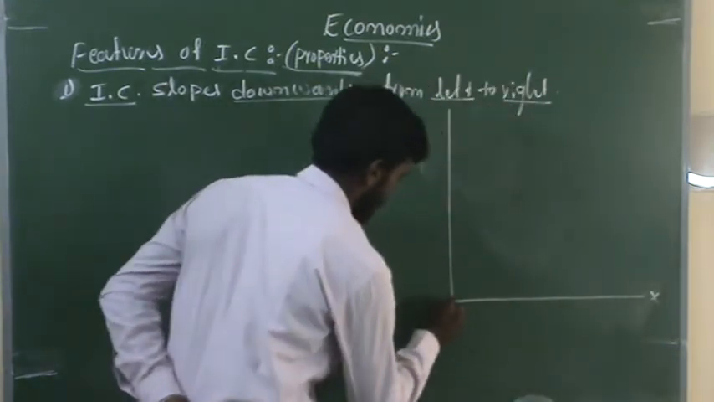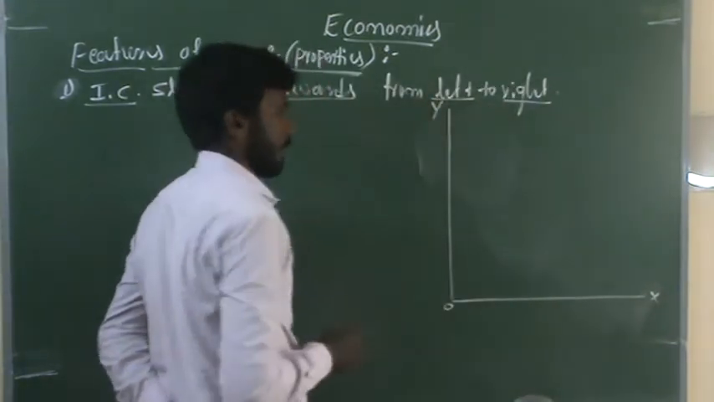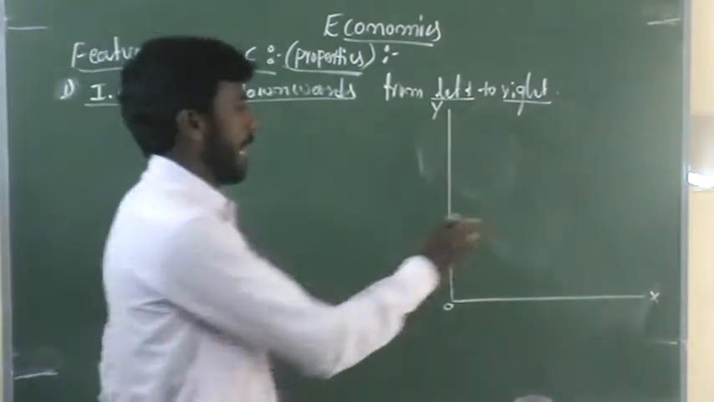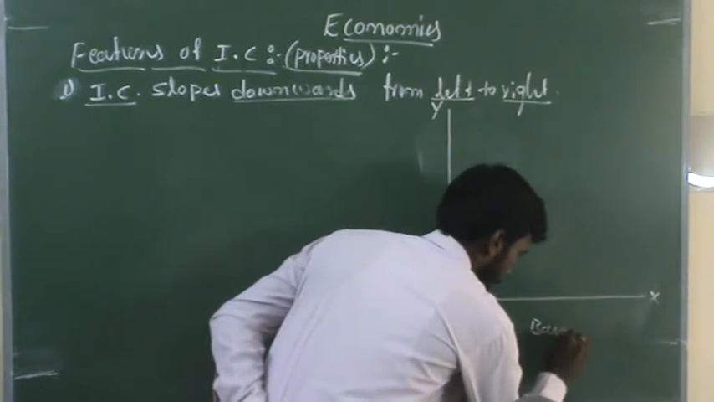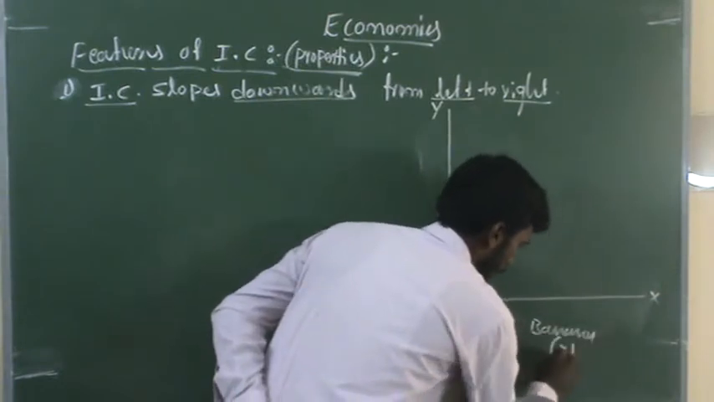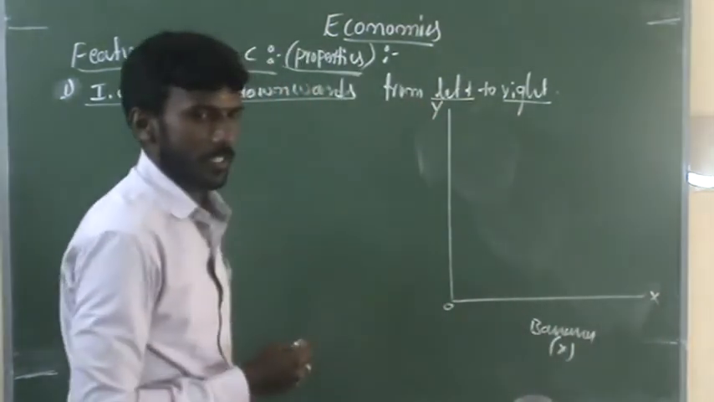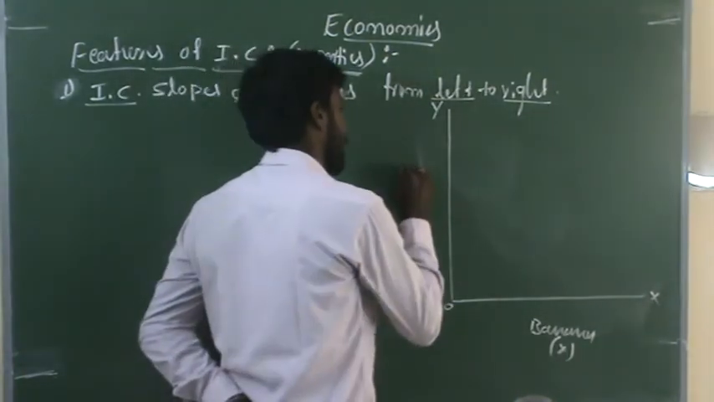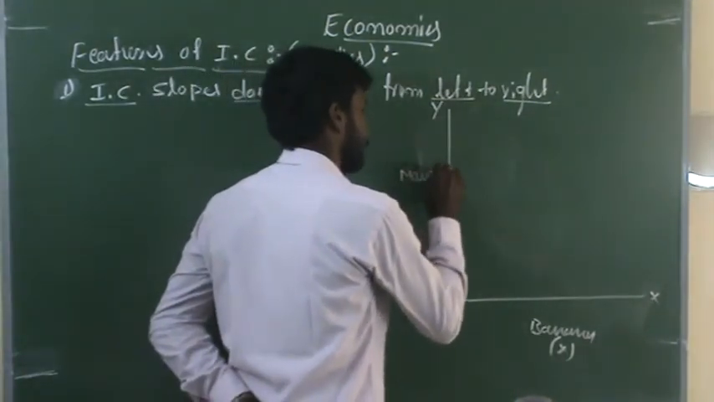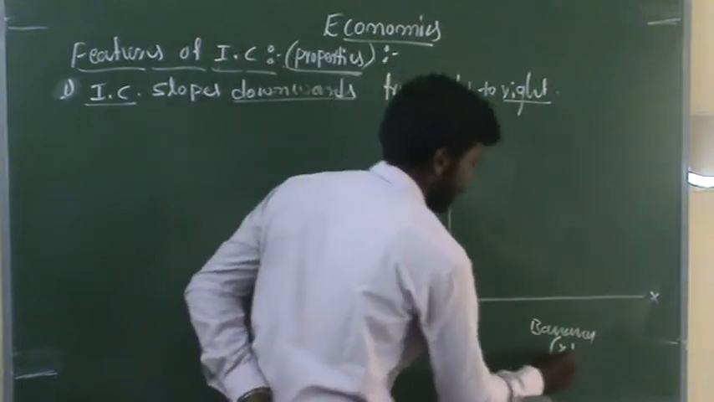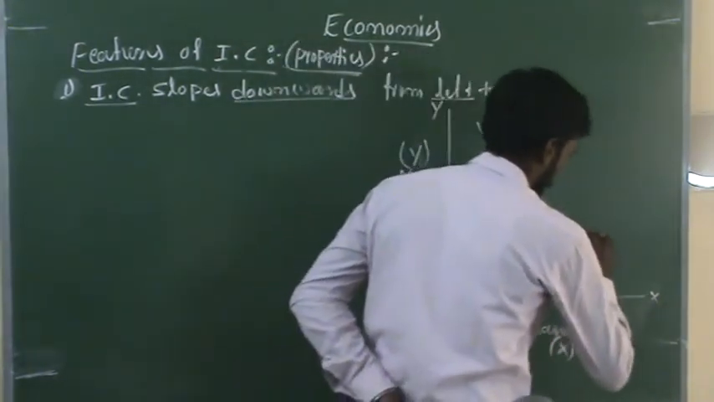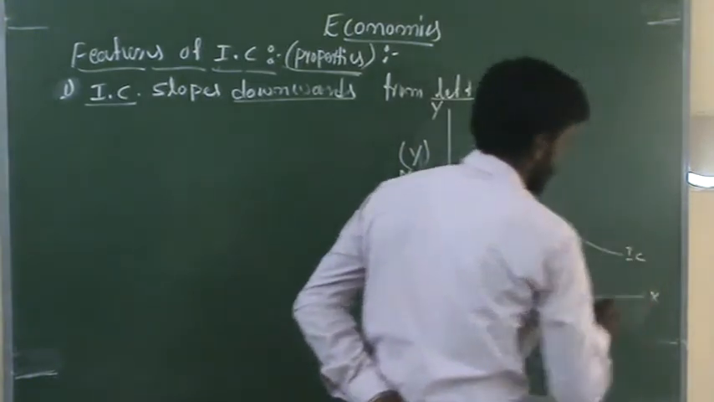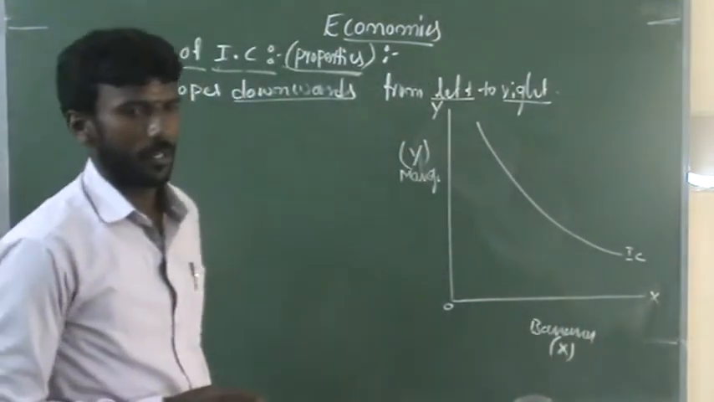So this is the x-axis and this is the y-axis. Suppose the x-axis is representing the x good, like banana, and the y-axis is representing the y good, or a mango. This is the y good, this is the x good. Now, this is the IC, indifference curve.